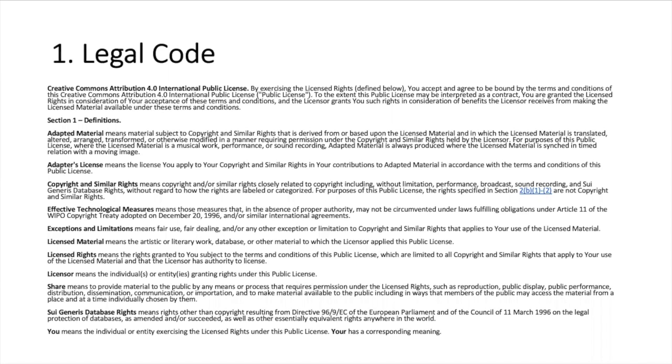The legal code is the base layer. It is written from a lawyer's perspective and contains the conditions that are legally enforceable in court. This is just one portion of the legal code for a Creative Commons Attribution 4.0 license.